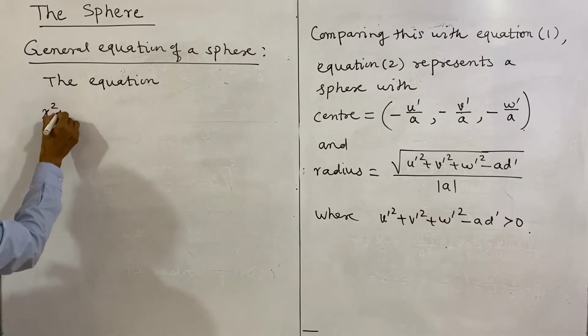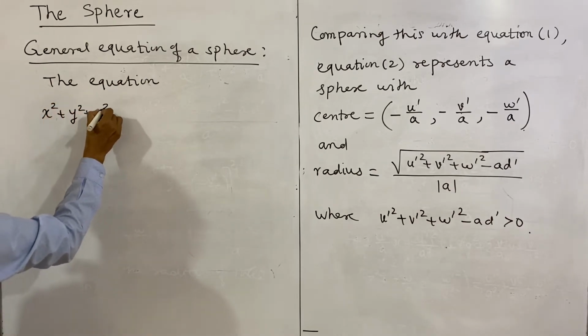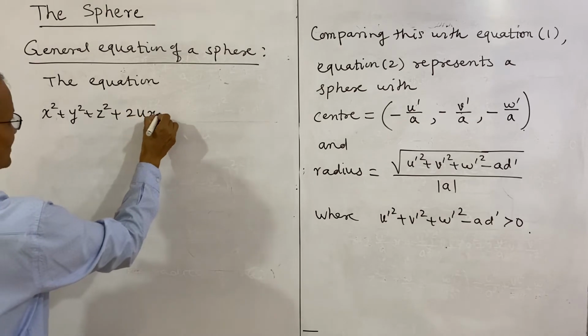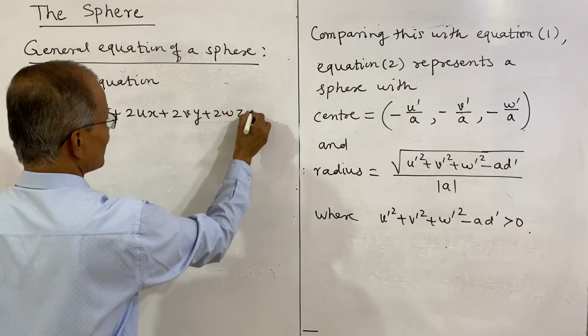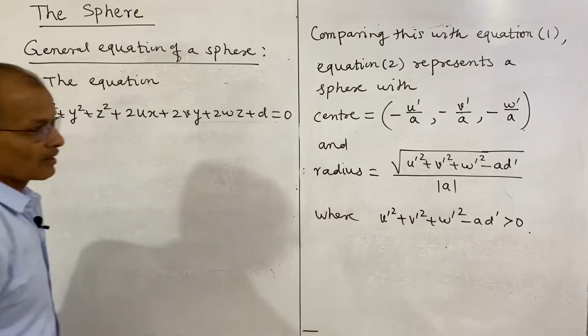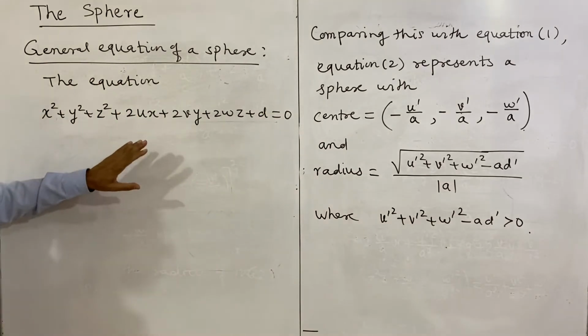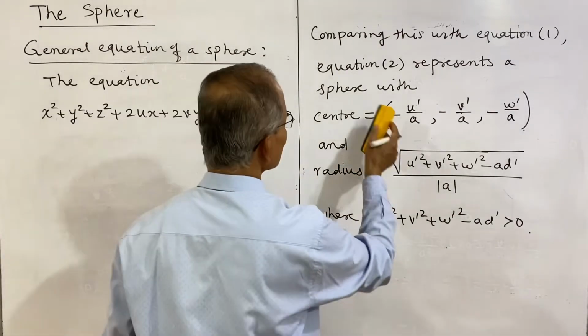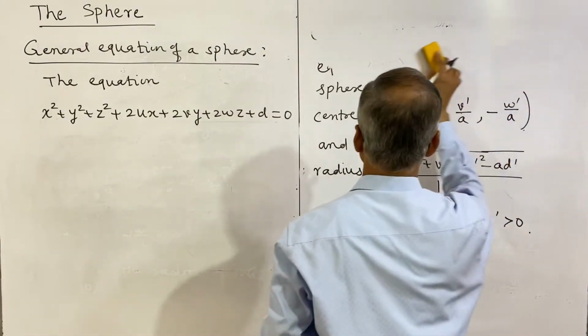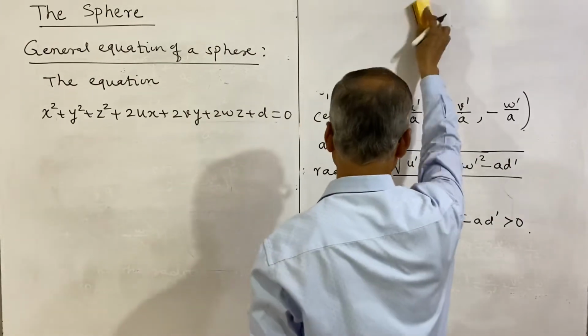x square plus y square plus z square plus 2ux plus 2vy plus 2wz plus d is equal to 0. Now this equation represents a sphere because it is similar to the equation that we have considered here. So what have we written as the center and radius of which equation?